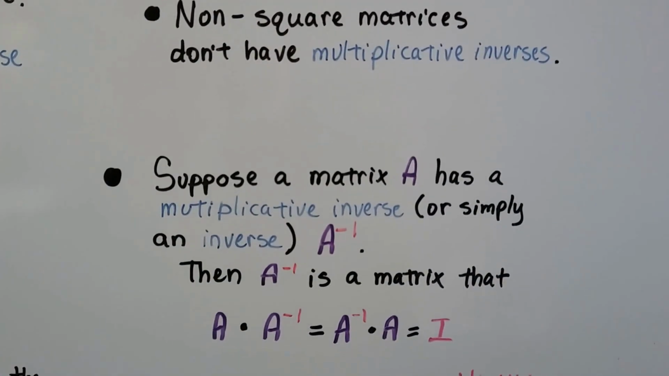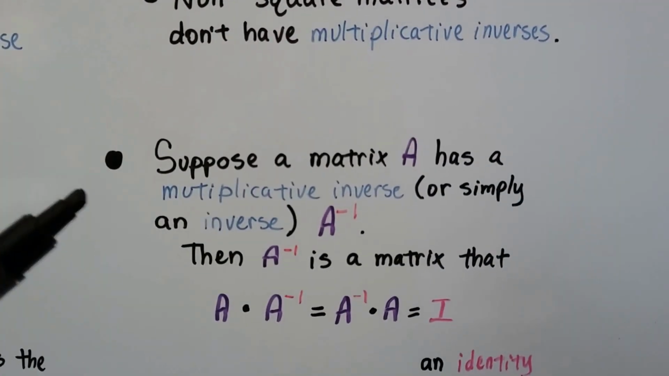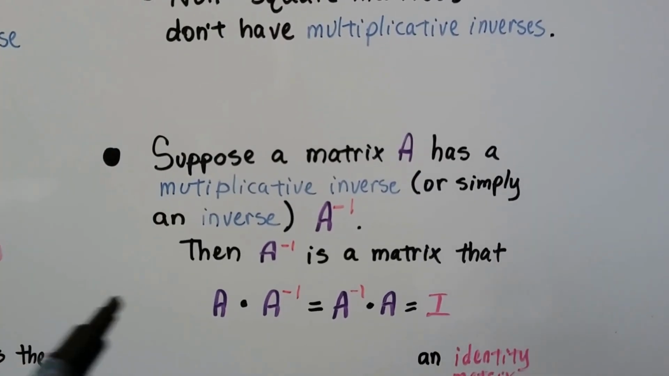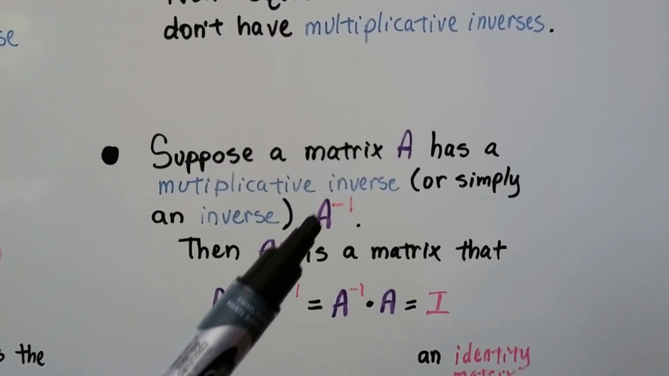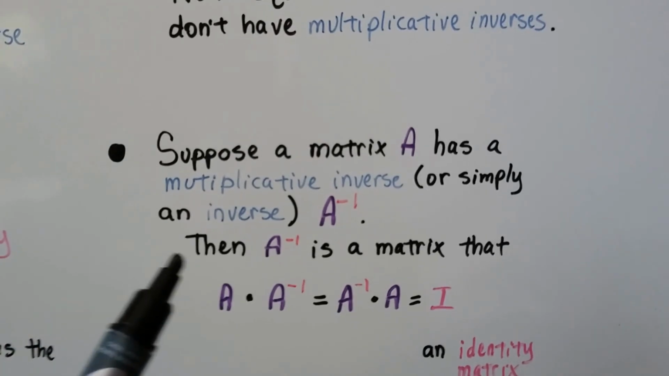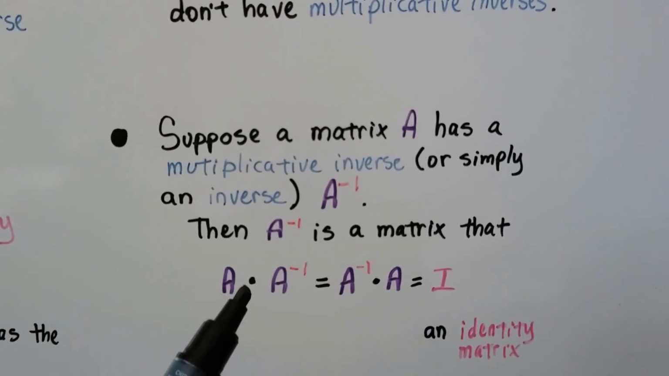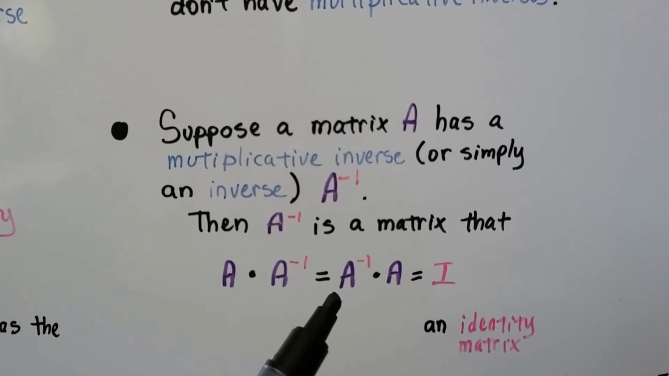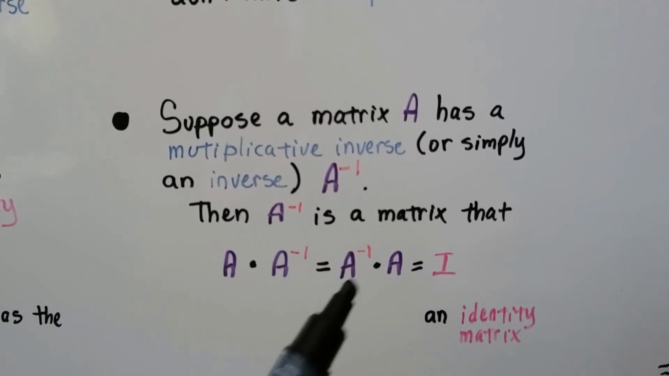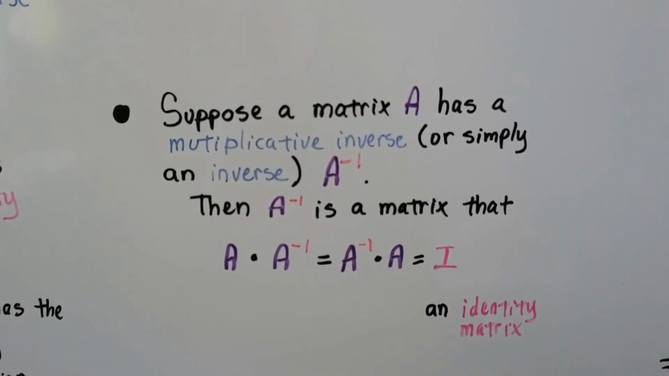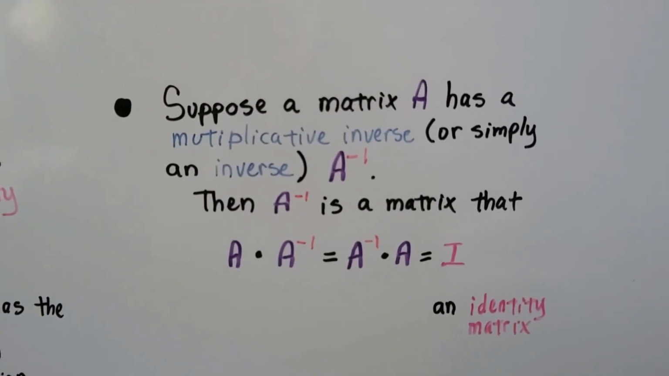Suppose a matrix A has a multiplicative inverse. We can just call it an inverse. Suppose it has an inverse of A to the negative 1 power. Then this A to the negative 1 is a matrix such that A times A to the negative 1 is going to equal A to the negative 1 times A. See? That's going to be an identity matrix. All right?